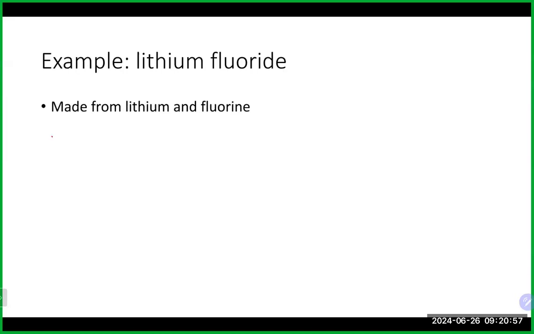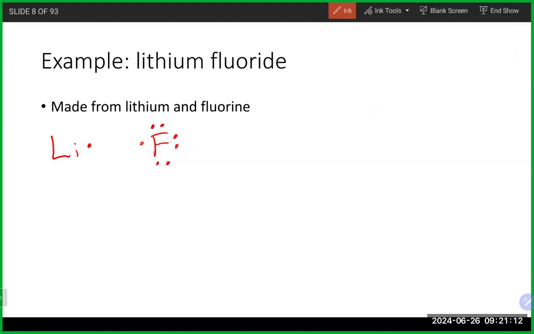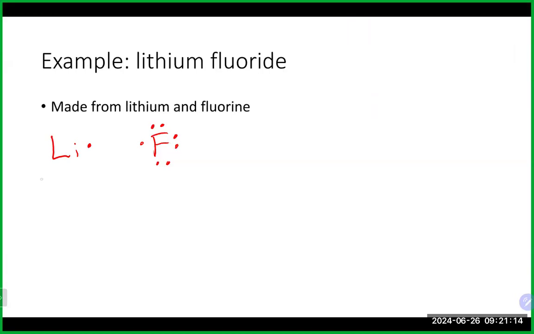Since lithium is group number 1, it will have 1 valence electron. Fluorine is group number 7, which means it will have 7 valence electrons. If we look at the electron configuration for lithium, it is 1s2, 2s1. And by the way, that is the 1 valence electron we see in the picture.